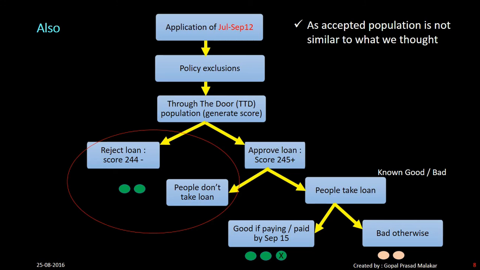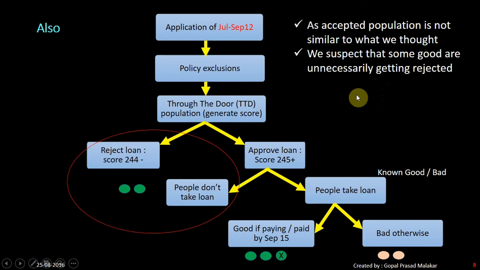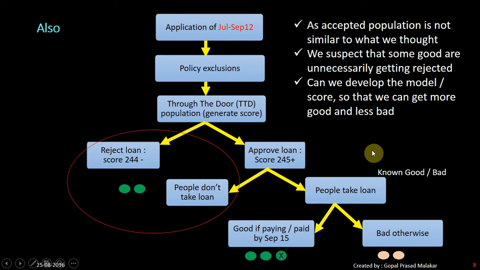The point that I'm trying to say is that as the accepted population is not similar to what we thought, we suspect that some goods are getting unnecessarily rejected. The whole idea is: can we develop a model so that we can get more good and less bad? All those green, all those good who are going here, can we get them here, and probably get rid of some of the bad.